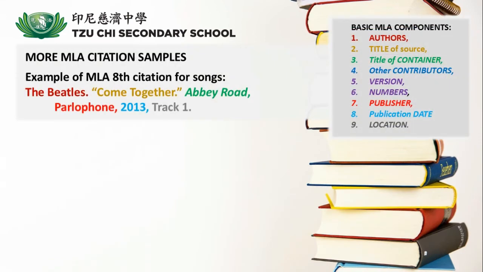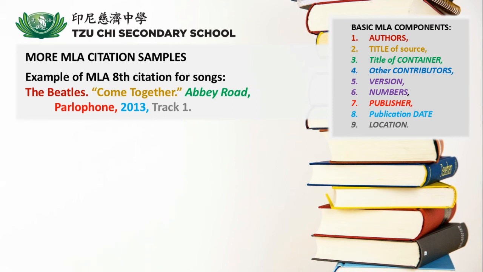This is another sample of an MLA 8 citation. As you can see, I tried to differentiate the colors. Red for the authors, orange for the title, green for the container, blue for the contributors, purple for the version and numbers, bright red for the publisher, bright blue for the publication date, and last one, location in gray.